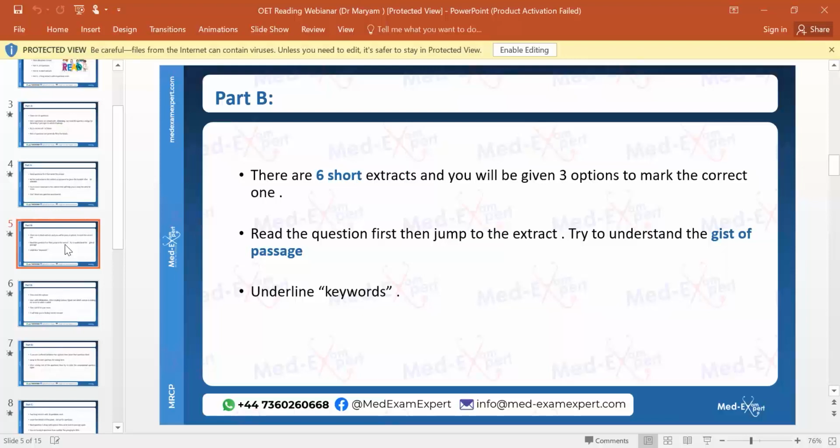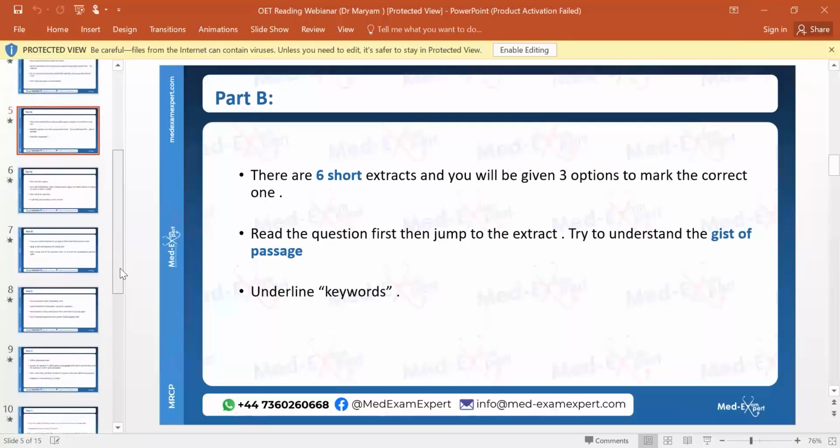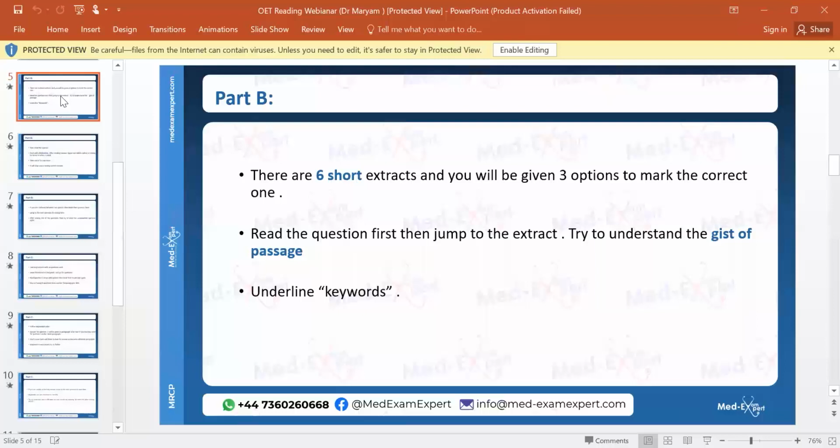And now we will go to part B. As I have advised you, part B is also a game of time management. There are 6 short extracts, and you will be given 3 options to mark the correct one. Read the question first, then jump to the extract. Try to understand the gist of the passage. In part B, 6 short extracts are given to you, and each extract consists of 4 to 5 lines.